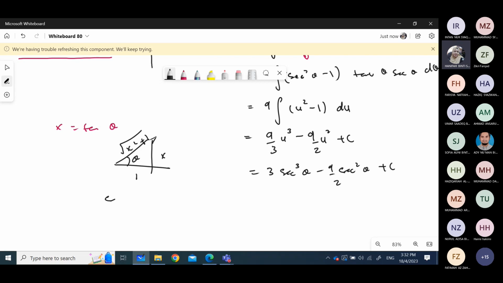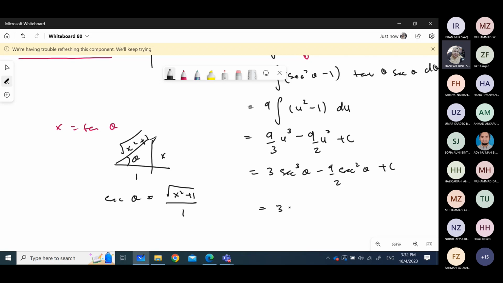Okay, so for secant theta berapa? Based on this diagram, secant theta in terms of x, secant theta is 1 over cos. So cos is this one over this one. So bila secant dia terbalik lah. So we have square root x squared plus 1 over 1, which is equivalent with square root x squared plus 1. So you just masukkan dalam ni.